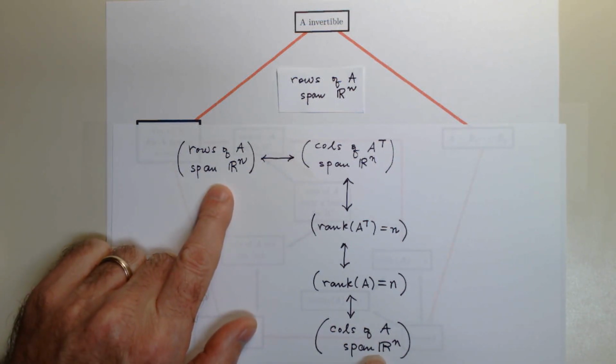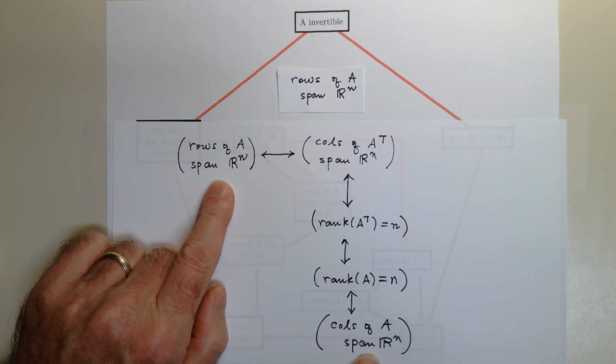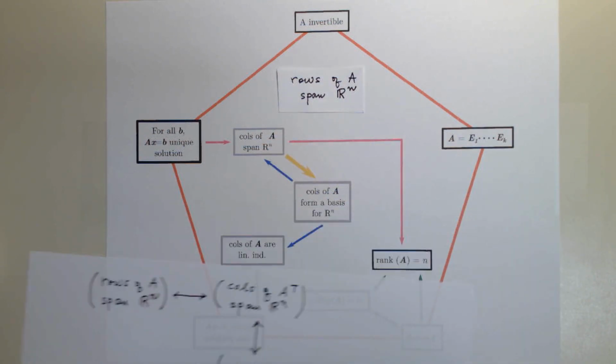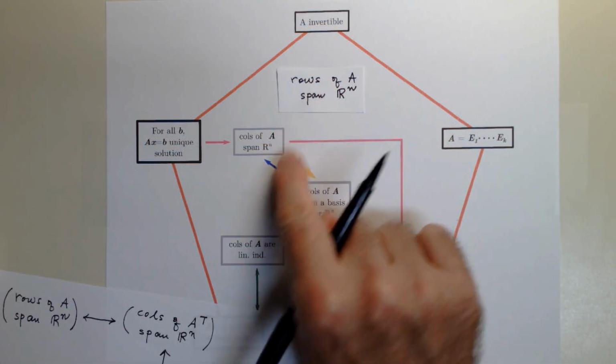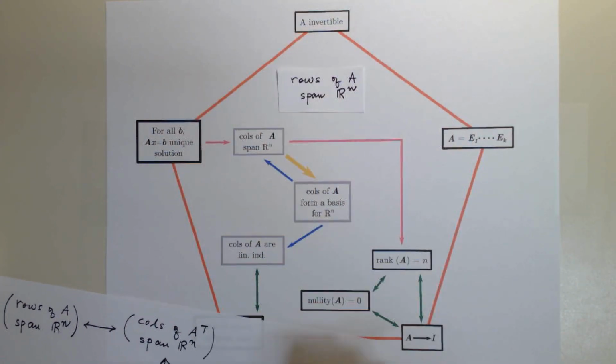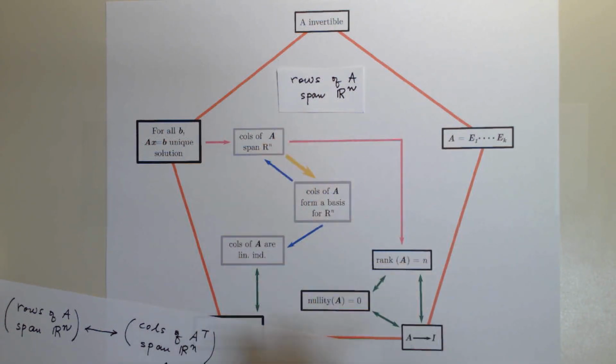So the rows of A span Rn is equivalent to the columns of A span Rn. And so we have the equivalence between these two. And therefore we know that if this one is true, then any of the other statements are true as well. And if any of these other statements are true, then we know that the rows of A span Rn.